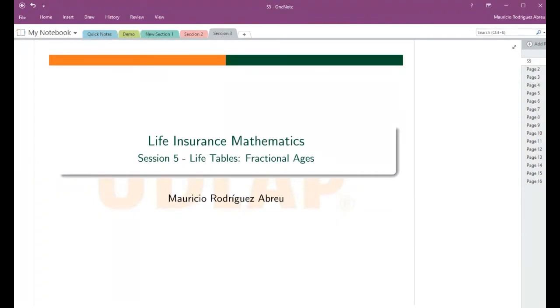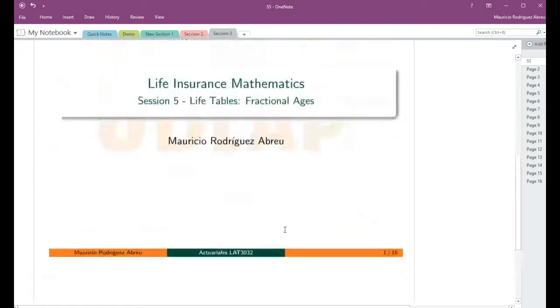So if you have somebody who's 25 years of age, and I ask you, what is the probability of this person surviving to age 25 plus 25.5, then we will have an issue, because we don't have a direct way to do that with a life table. This afternoon we're going to learn how to do that using the information that we have. Okay.